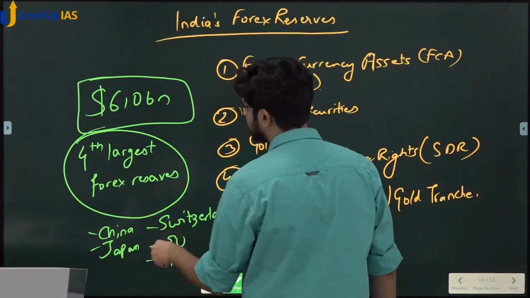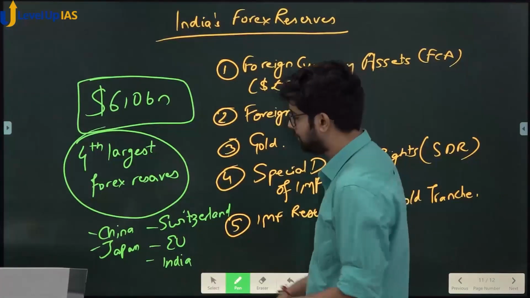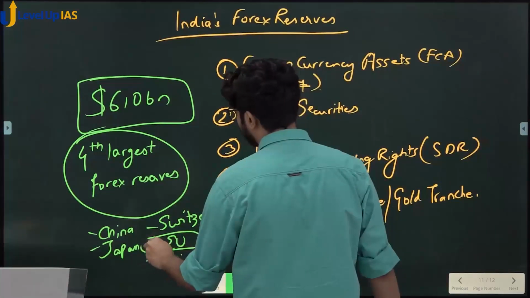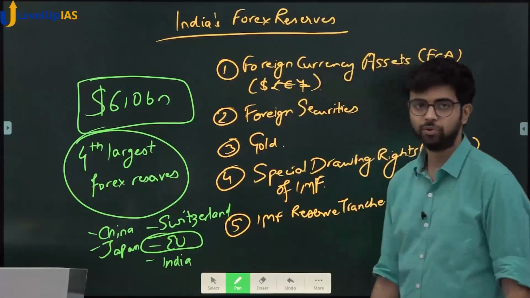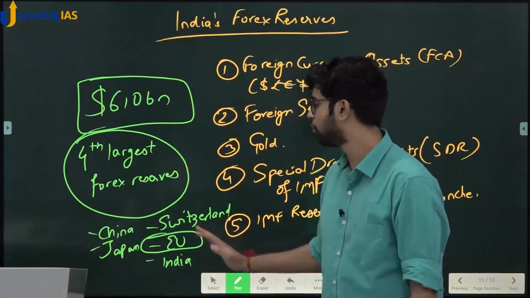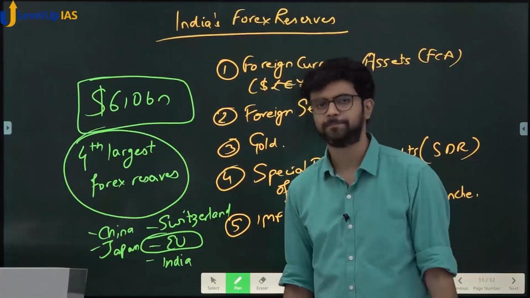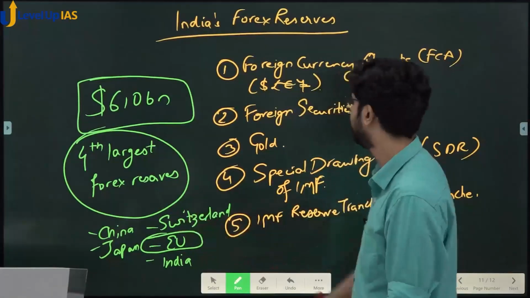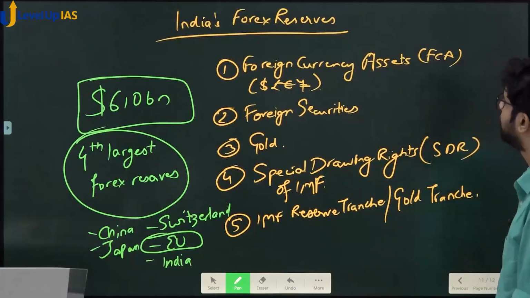So fourth largest country. But since EU is not a country but a group of countries, you can say if EU is included, we are fifth largest. If EU is not included, we are fourth largest. समझा? Basic, not relevant at all, but just for the sake of clarity.